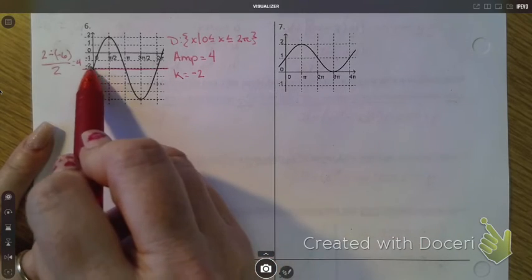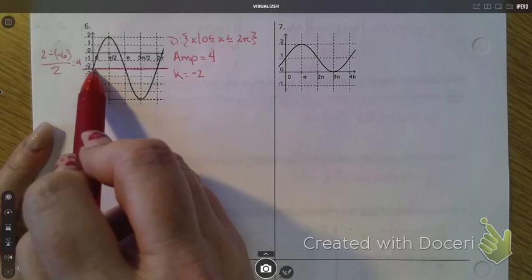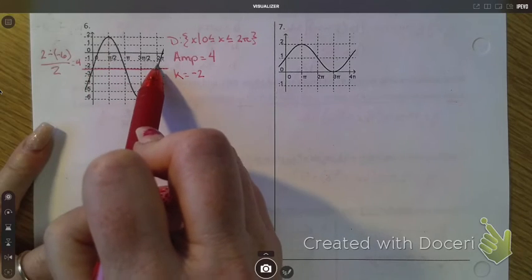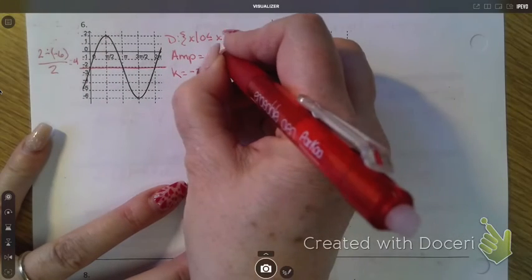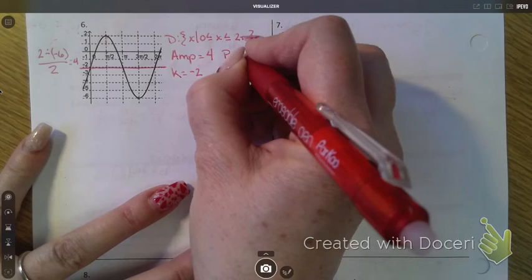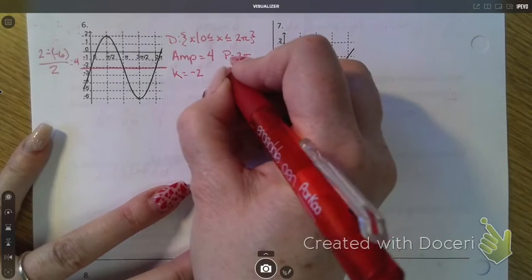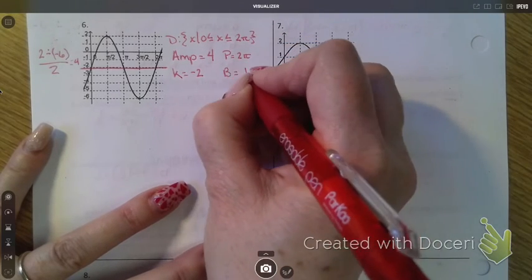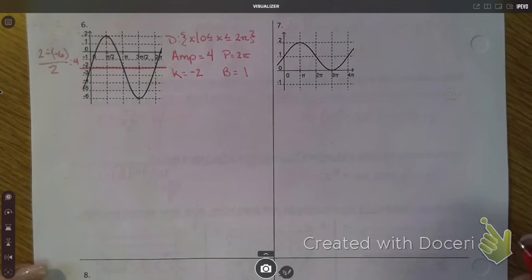Well, and then start on your axis here. So it takes me how long? 2 pi. Okay. So B is 1. Now we do cosine and sine, and use that red axis that we drew on there for my H and my K.